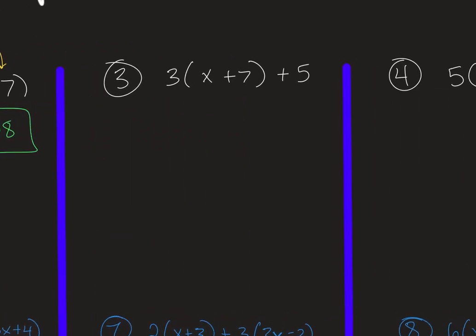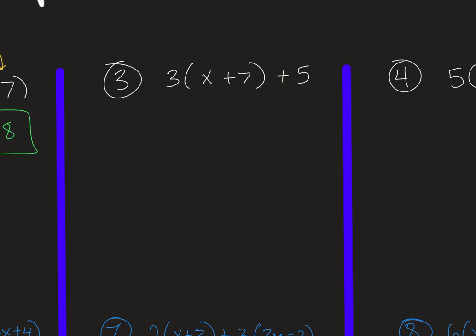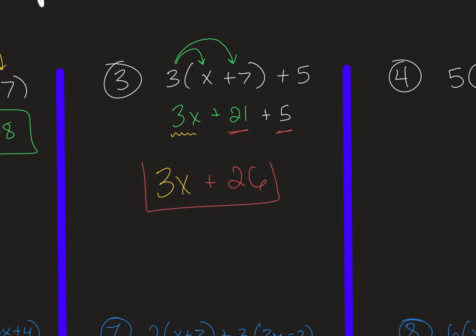Let's try another one. A little bit harder, like I said. So 3 is multiplying this group. So we get 3 times x is 3x. 3 times 7 is 21. And then what is going on is we have this plus 5 left over. And now we're just back to what we were doing yesterday of, okay, well, let's find like terms. Oh, 3x doesn't have a like term? Okay, but 21 and 5, those are like terms. So now we're done.